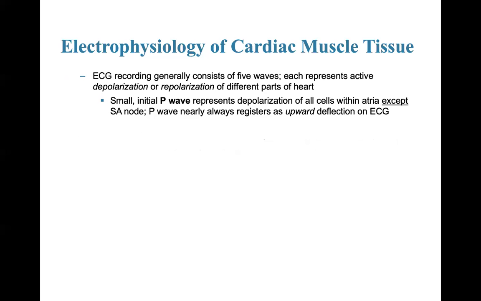EKG recordings generally consist of 5 waves. Each represents active depolarization or repolarization of different parts of the heart. You have a small initial P wave, which represents depolarization of the cells within the atria except the SA node. The P wave nearly always registers as an upward deflection on an EKG.